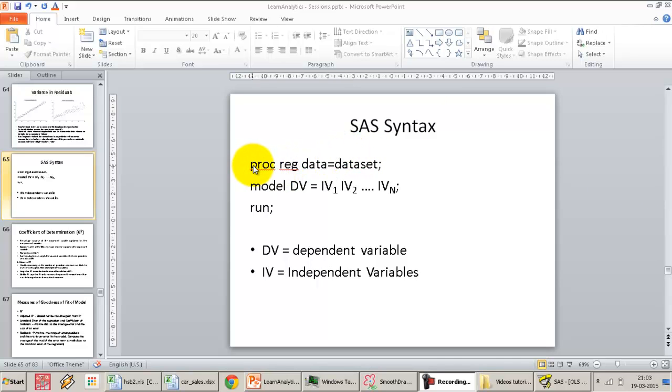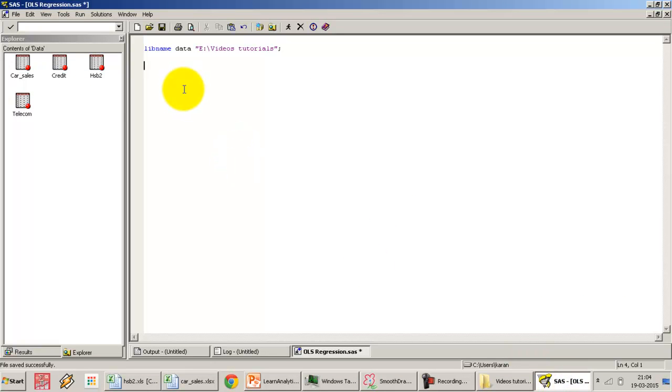The PROC REG procedure runs very simply: PROC REG data equal to dataset name, which is common to all procedures. Then we have the model statement. The model statement runs: model dv equal to iv1 space iv2 space iv3 all the way till ivn. Here dv is the dependent variable and iv are the independent variables that we want to build. So till now we've only covered linear regression using one variable. So I will use only one independent variable for now, and we will move on to multiple linear regression at a later lecture. So let's build a model.